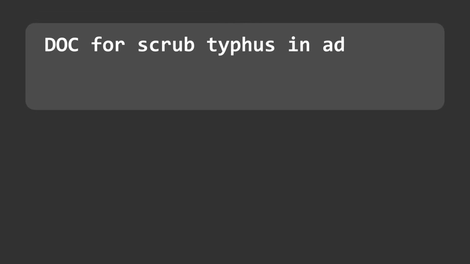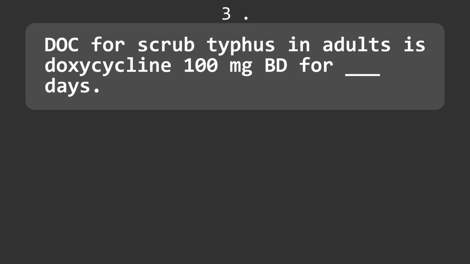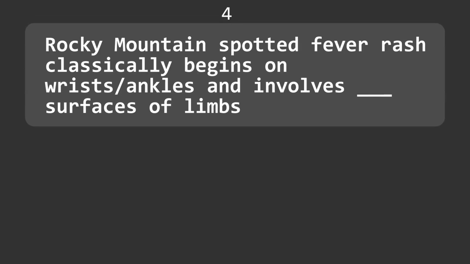Drug of choice for scrub typhus in adults is doxycycline 100 mg BD for 7 to 10 days. Rocky Mountain spotted fever rash classically begins on wrists and ankles and involves the flexor surfaces of limbs, palms, and soles.